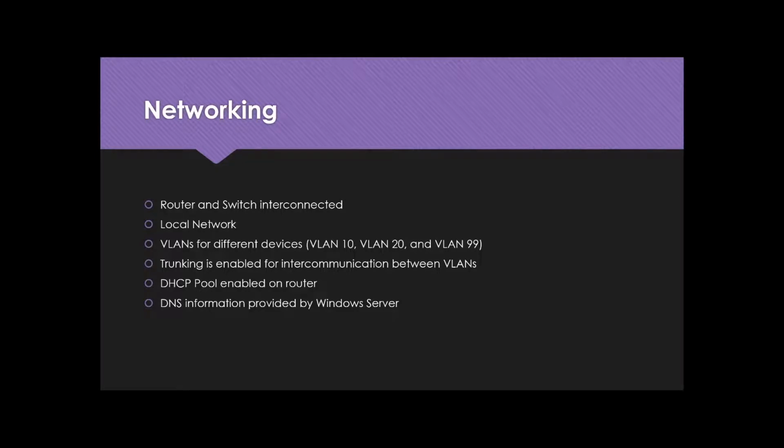Networking side of things was also quite simple for us. The router and switch were interconnected with each other and are on a local network only. We do not have plans for this network to go outside. VLANs for different devices. VLAN 10 was used for raw ingredients, VLAN 20 is used for final products, and VLAN 99 is just our management side. Trunking was also enabled for all the VLANs just for intercommunication in case they needed to access certain things. DHCP pool, as said before, was enabled on the router, and DNS information once again is still provided by the Windows server.